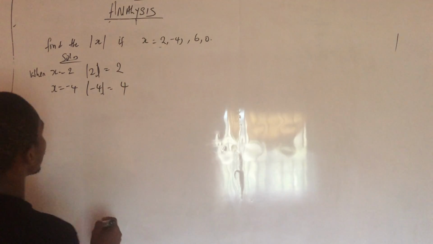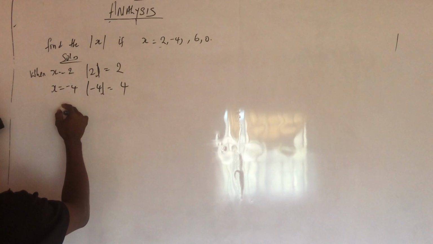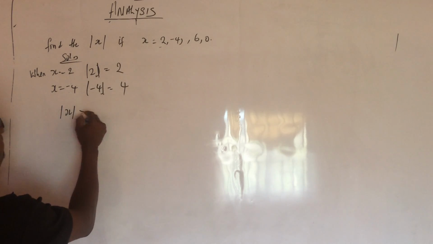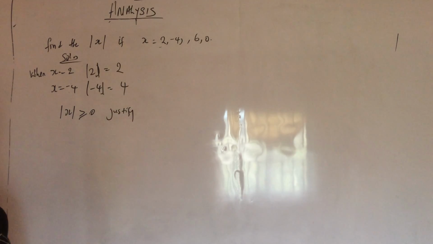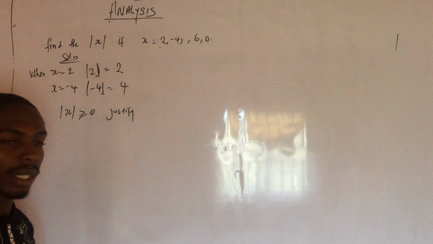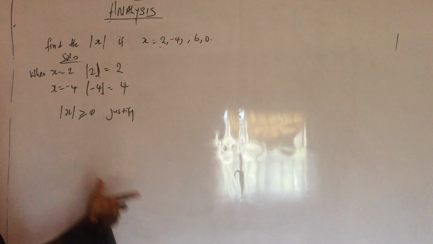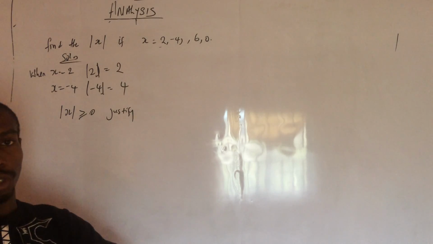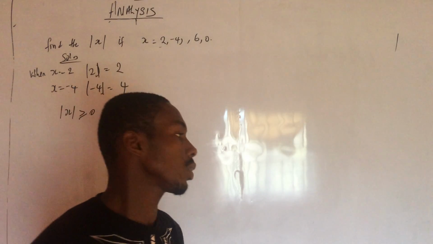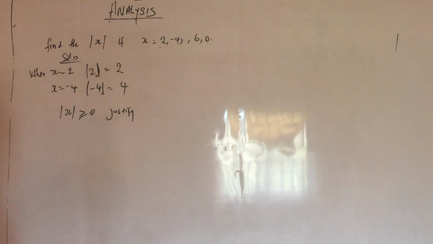Okay, now we say the absolute value of x is greater than or equal to 0. Justify. Now, what is justify? Let us assume that it is true. If it is true, you're not just going to tell us that it's true. You're going to prove that what you are saying is correct. And it is very, very easy to see from the definition of absolute value.